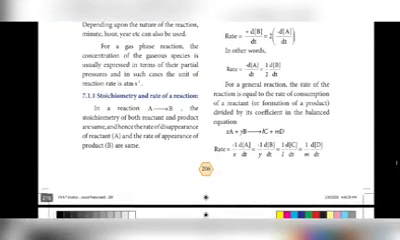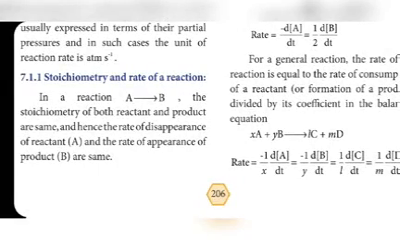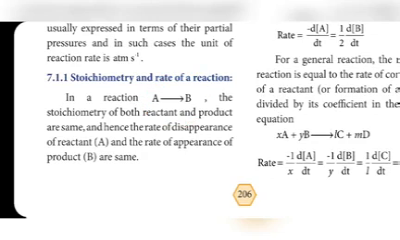Next one, stoichiometry and rate of the reaction. In this part also, we are going to write the rate of the reaction for a given reaction. Here one reaction is given, that is A gives B. The stoichiometry of both reactant and product are the same. That means only one A and only one B is present.